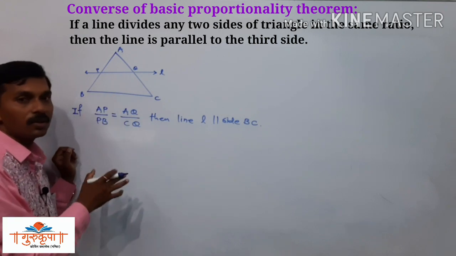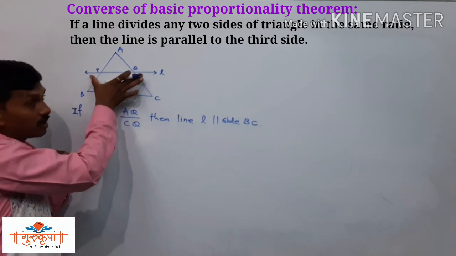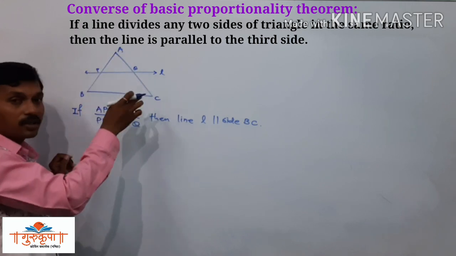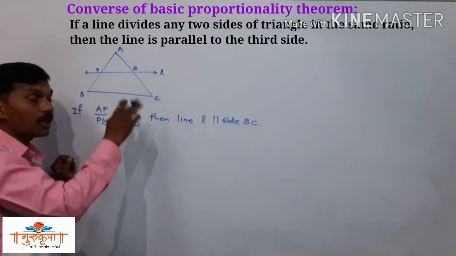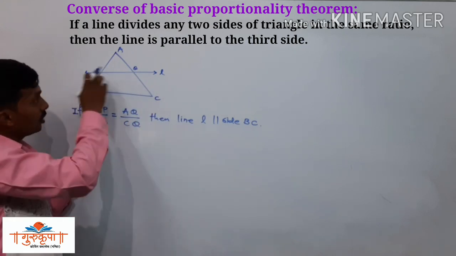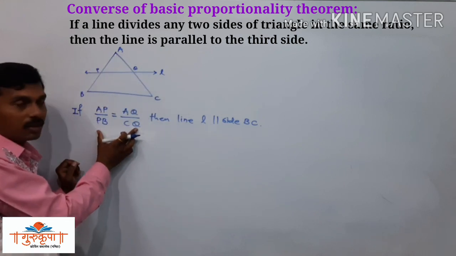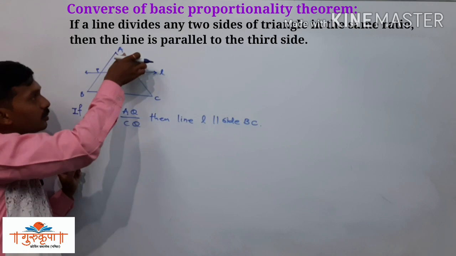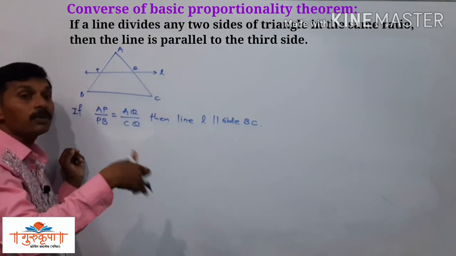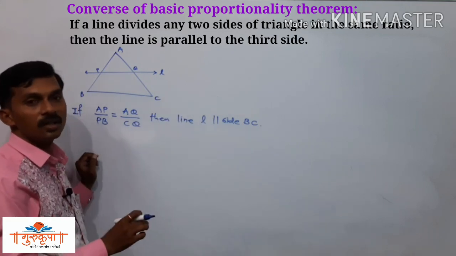What is exactly converse? See, if a line divides the two sides of the triangle proportionally, that is AP upon PB is equal to AQ upon CQ, then this line is parallel to the remaining side, or you can say it as third side.